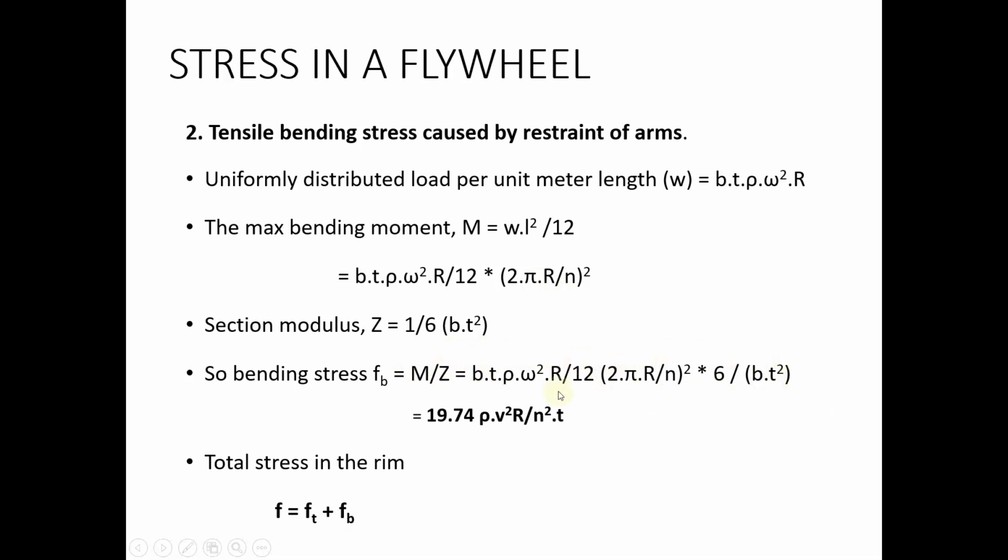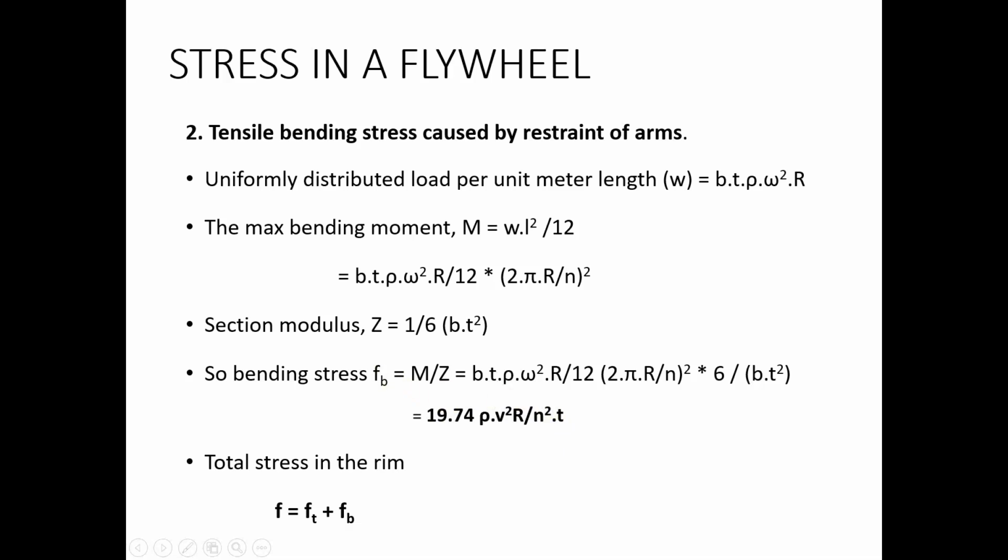So we can again simplify this equation, writing the value of pi as 3.14. T and T will get cancelled. So after cancellation and simplification, we will get the value as 19.74 into rho into R into R square into omega cube. We know that V is equal to R omega. So omega squared R square we can write as V squared, and one more R will be remaining. So that is why it comes as V squared R. So 19.74 into rho into V squared R by N squared T will be the simplified expression for bending stress.